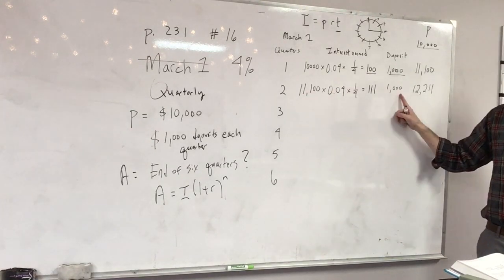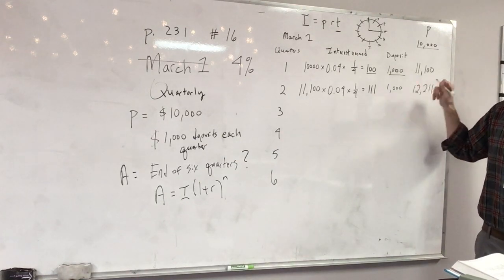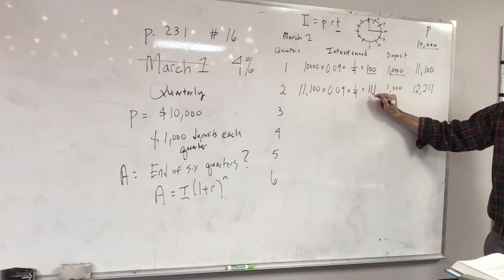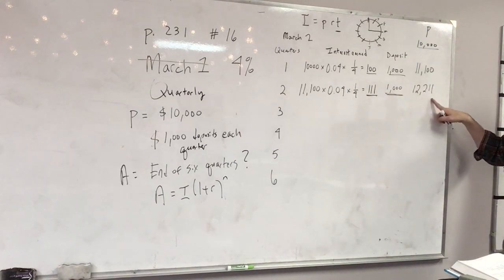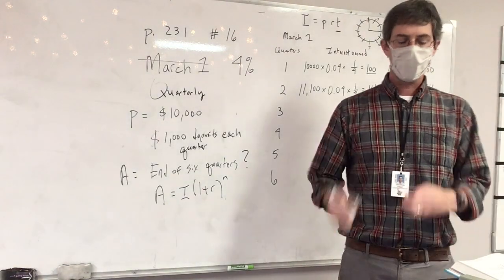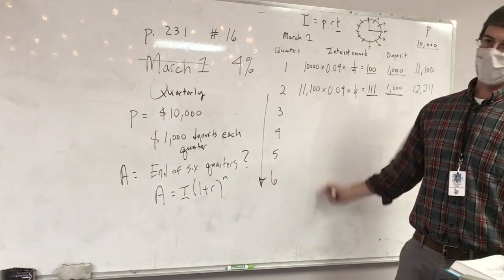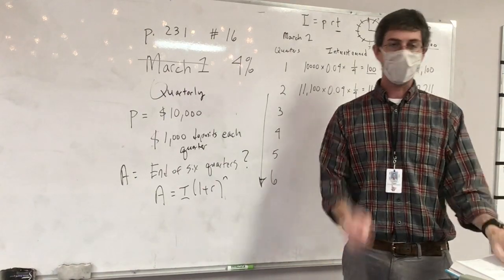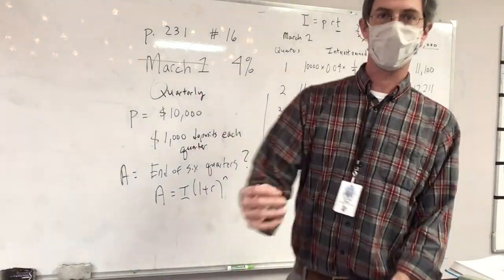And then we add another deposit because she deposits at the end of each quarter. When we add the old principal from the last quarter, plus the new interest that was earned, plus the new deposit, we get $12,211. Now I'm going to pause the video, and I want you to go ahead and finish filling out the rest of this chart on your own. Make sure you do it, don't be lazy. When you're done, you can check your work.